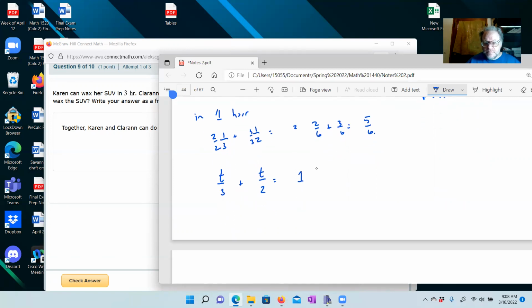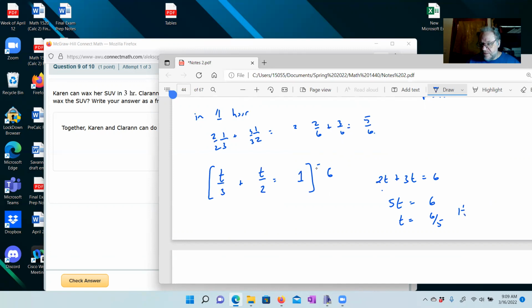All right. So all we're going to do here, again, is clear the fractions. 6, 2 times 3. So we're going to have 2t, 6 over 3 is 2. 6 over 2 is 3, is equal to 6, right? So we have 5t equals 6, or t equals 6 over 5. So 1 1/5 if you want. I think a fifth of an hour is like, what, 12 minutes? So 1 hour, 12 minutes should be the answer that we get for this.